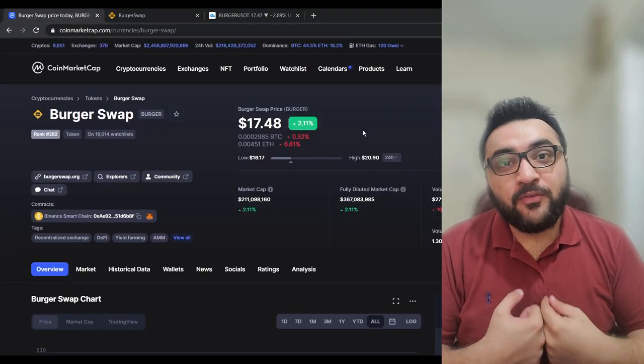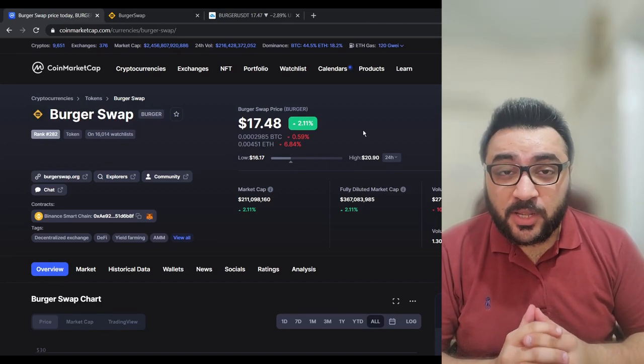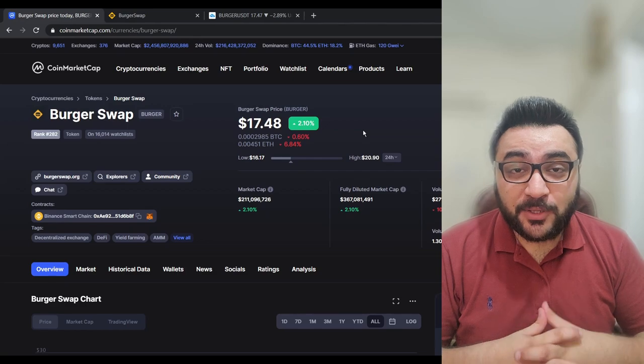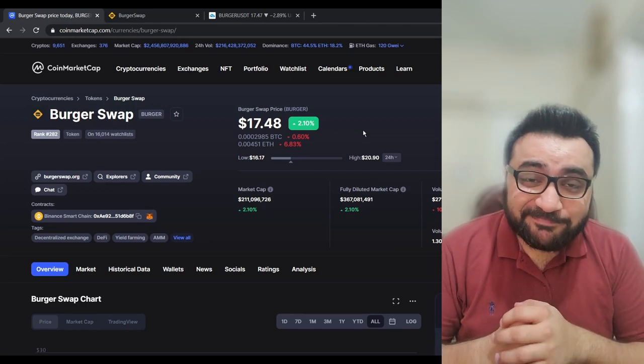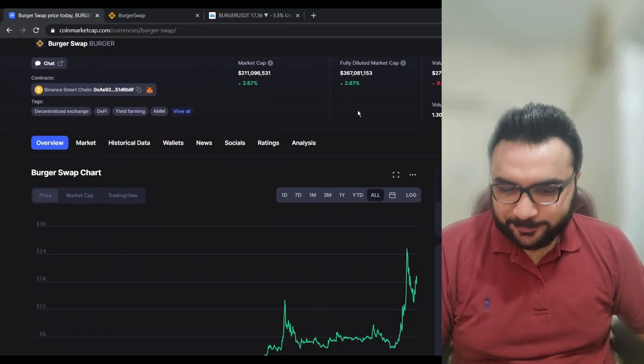I wanted to cover BurgerSwap a week or two ago, when I bought it around $7 to $8, but unfortunately my main laptop died. Okay, enough of the excuses. So let's look at the price analysis.